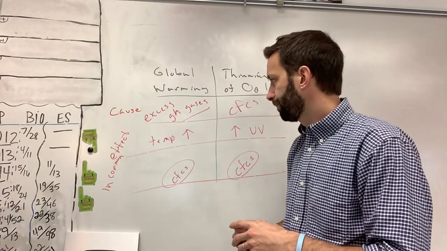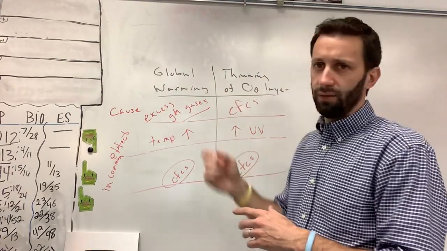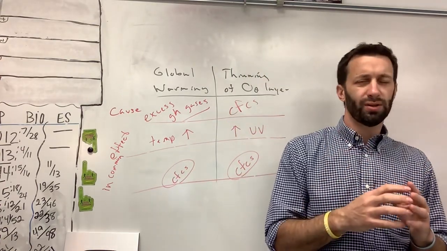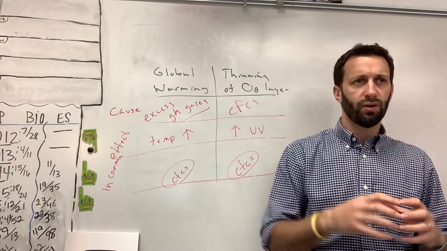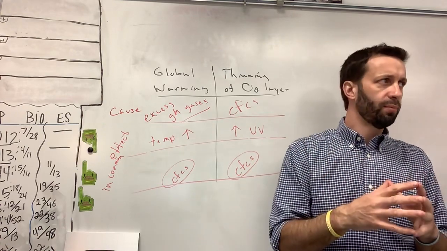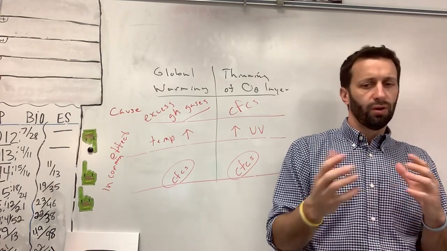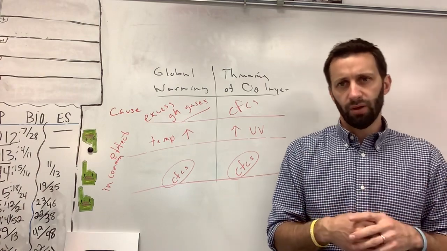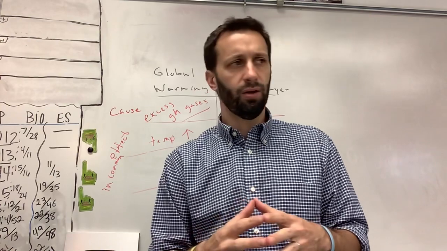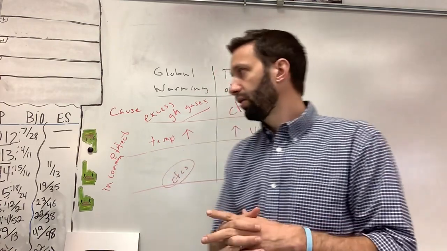Now, in the thinning of the ozone layer, which we talked about yesterday, a lot of times we say hole in the ozone. It's not really a hole. It's just a very thin layer of the ozone, or it's thinned a lot at a certain time of year, especially in the early springtime. And we typically think of the most problematic area of this being in Antarctica, okay?